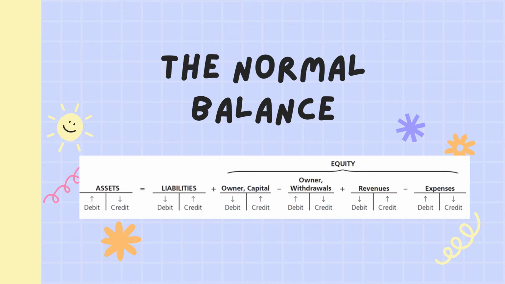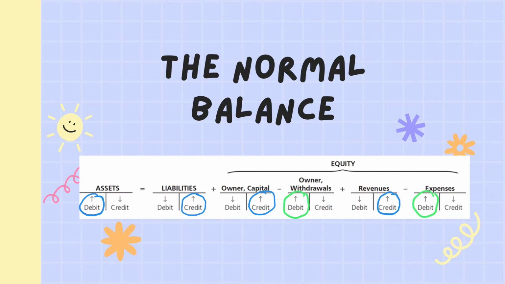The normal balance. Normal balance is the side in which the account increases. So again, for assets, we said they increase in the debit side. For liabilities and equity, they will increase in the credit side. Now for equity, we said we have four accounts. Two of them increase equity, which are capital and revenues, so they will be in the credit side. Two accounts decrease equity, so they will be in the debit side.